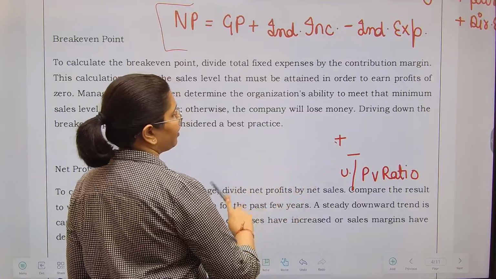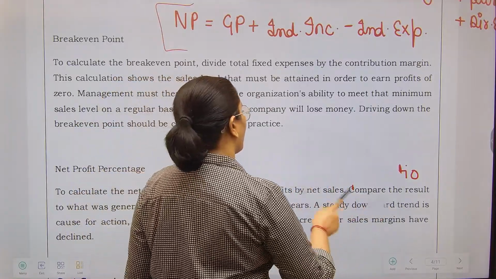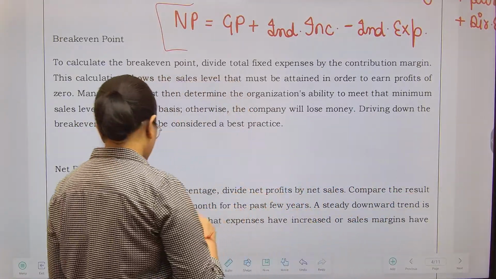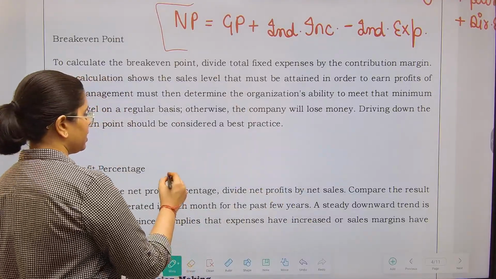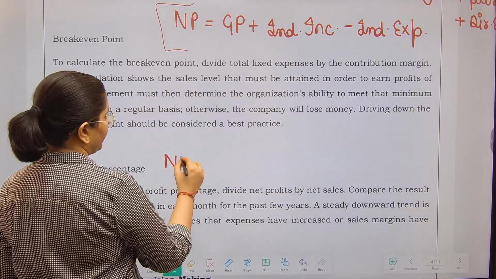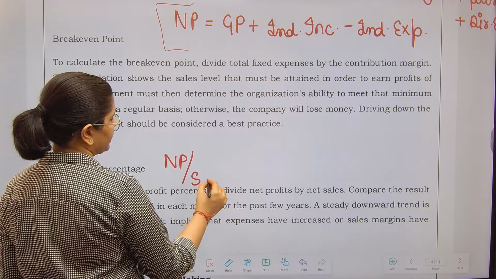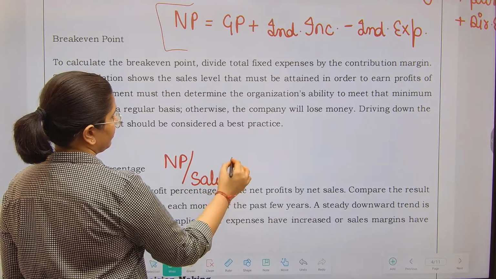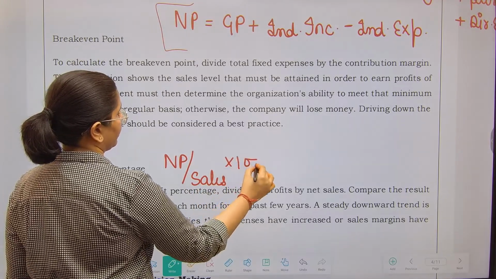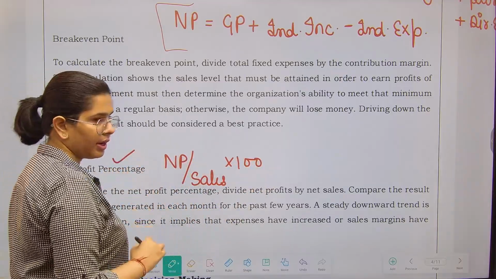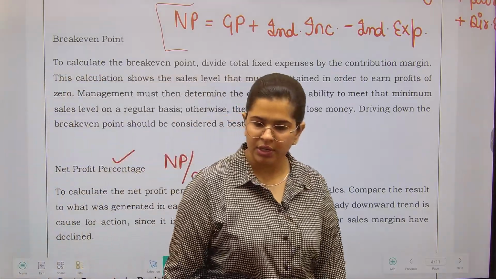Next is the net profit percentage. I have told you how to calculate net profit, and net profit percentage means net profit divided by sales multiplied by 100. Okay, this is your net profit percentage.